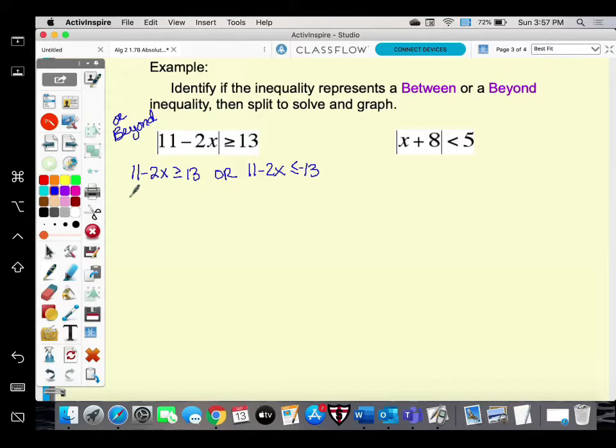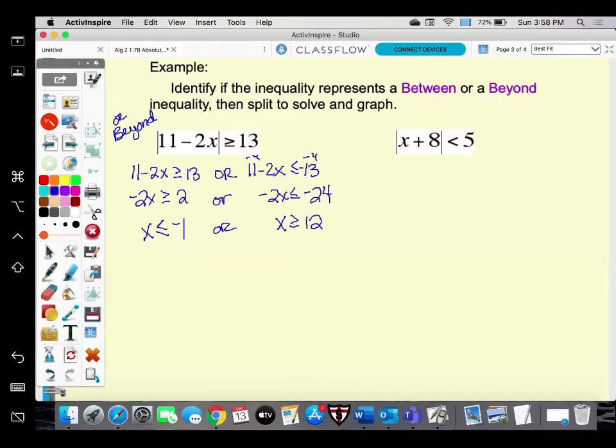Okay, so then we solve each like we have been doing. Subtract 11 from both sides. 13 minus 11 is 2. So I get x less than or equal to negative 1, because I have to flip that inequality when I divide by the negative 2, or negative 2x less than or equal to negative 24, and x greater than or equal to 12.